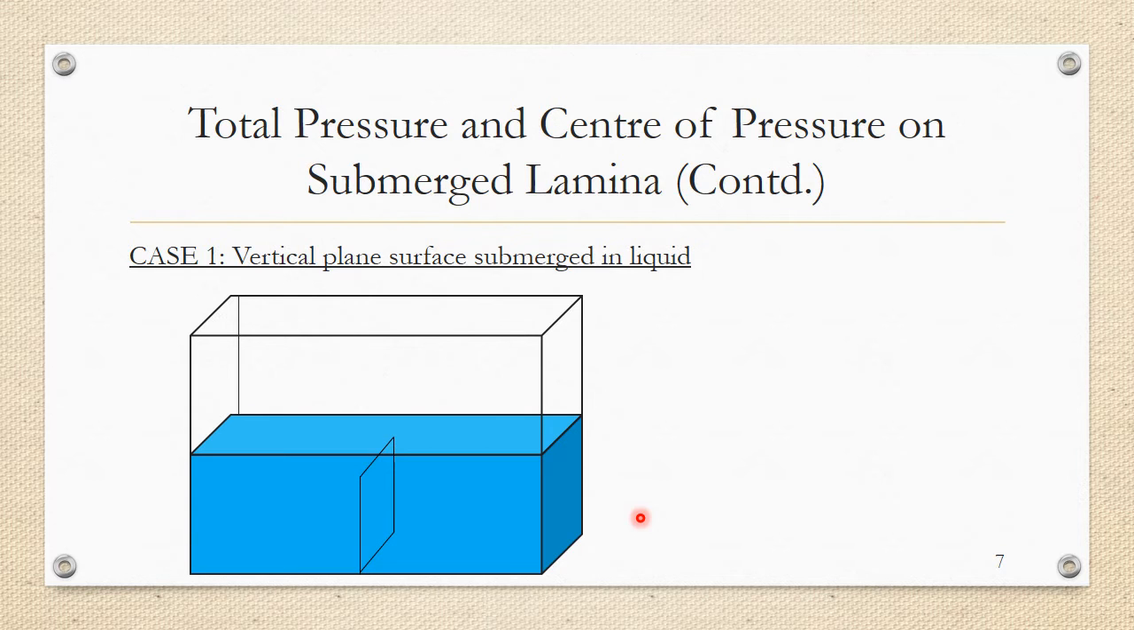Now, if we take the cross-sectional view, that is, we are going to look at it from the side, this particular plane lamina, we're going to look at it from the side. Then this would be how it would look. This is the free surface of water, and this particular body is lying below the free surface. Now, we are going to derive the total pressure force that is going to be acting on this particular body.